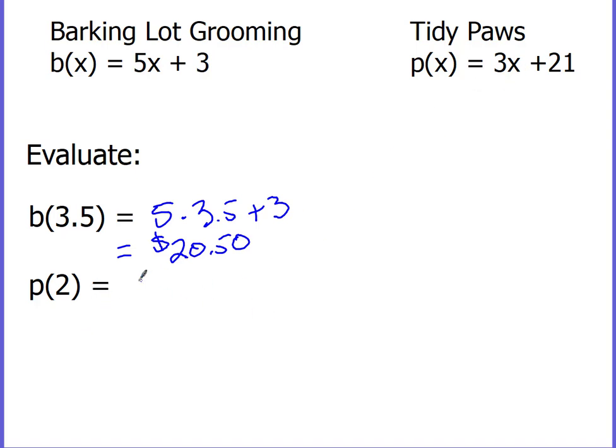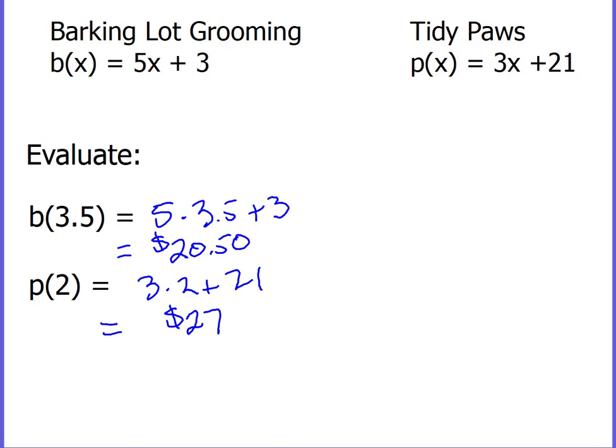If we did that with Tidy Paws, we would do the same thing. We'd plug the 2 in. So 3 times 2 plus 21. Well, this one I wouldn't need a calculator for. So 3 times 2 is 6 plus 21 gives us 27. And again, because we're talking about total cost, it is $27.